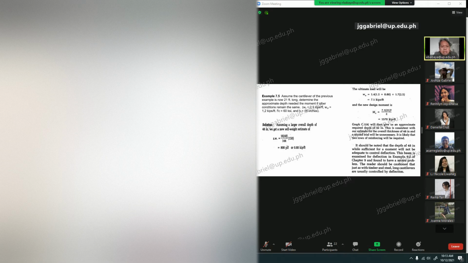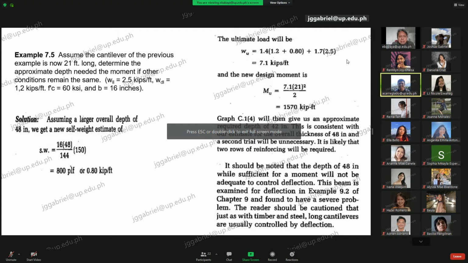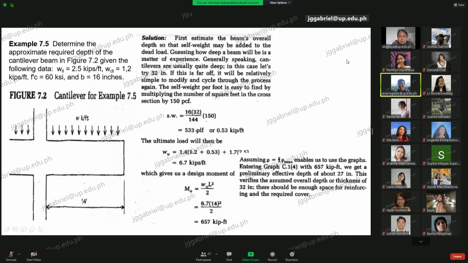And RB is equal to 16 inches. Wait a moment. There seems to be something wrong here. The F prime C is 60 KSI. Okay, I will check this.